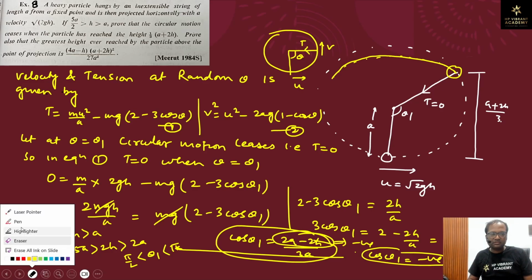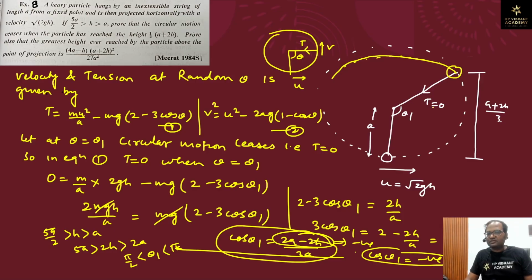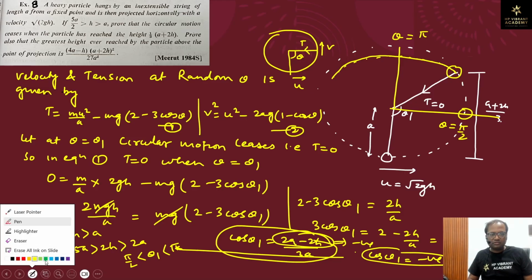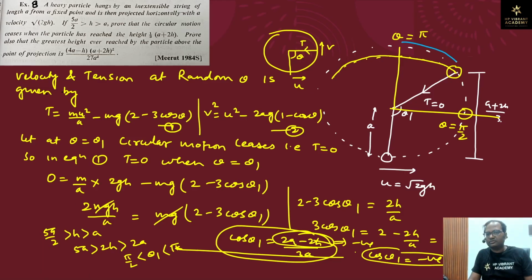This means the circular motion ceases between theta equal to pi by 2 and theta equal to pi. Between this value from here to here, theta equal to pi by 2 is this one and theta equal to pi is this. So between theta equal to pi by 2 and theta equal to pi, the circular motion ceases, that is, tension is equal to 0.